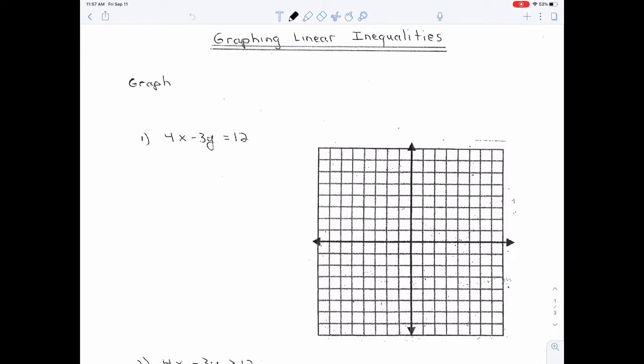Okay, so you should know how to graph this thing. So we're going to do this not by XY table. Nope, we're going to do this by x-intercept. So the x-intercept is going to be 3, 0, and the y-intercept is going to be 0, -4. Okay, so what are we going to do? We're going to plot a point at 3, 0, 0, -4, draw the line.